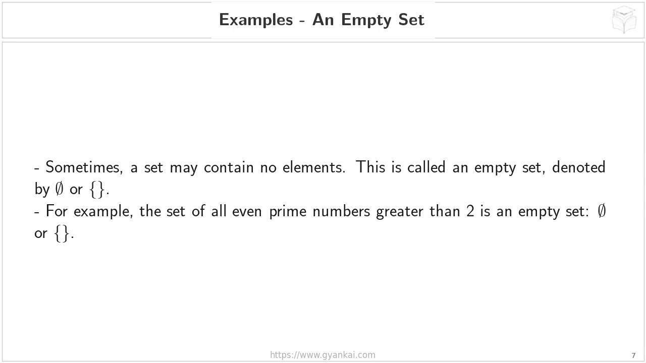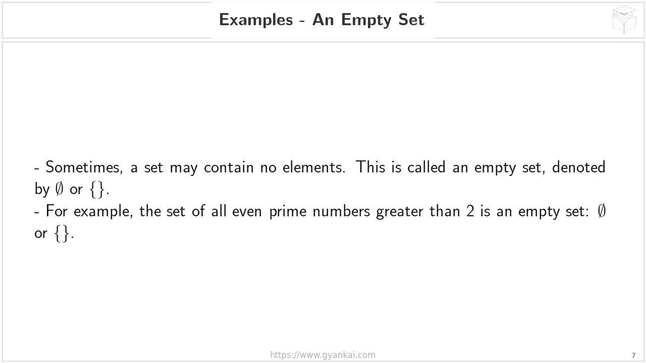Both of these notations mean the exact same thing, a set with no members. Let's look at an example to make this concrete. Consider the set of all even prime numbers greater than 2. Remember, a prime number is a whole number greater than one that's only divisible by 1 and itself, and an even number is any whole number divisible by 2.